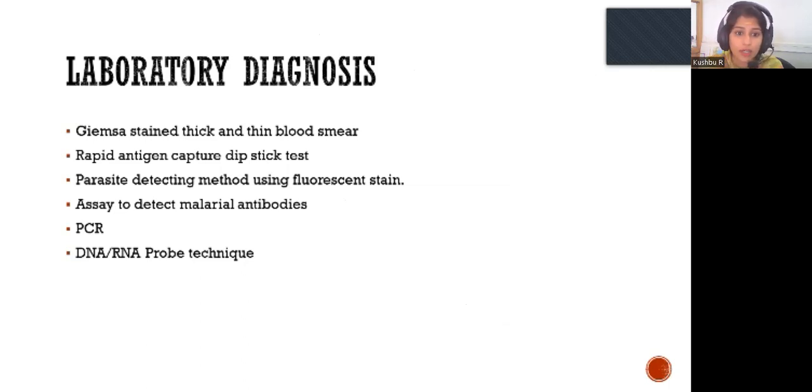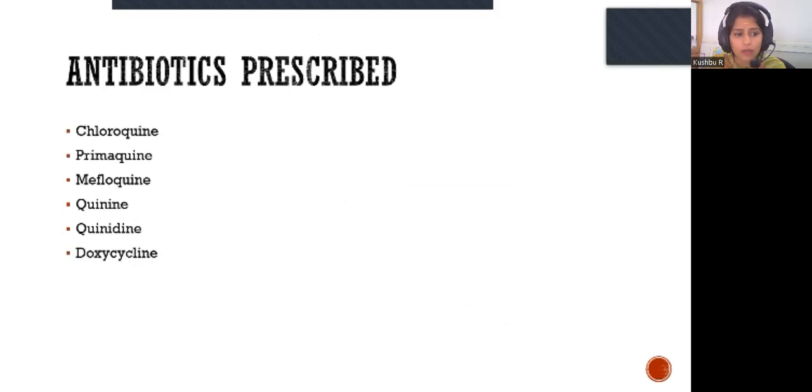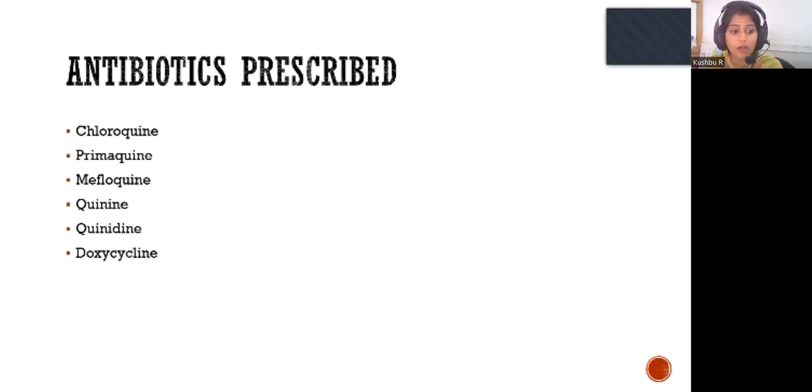There are many laboratory methodologies used to detect the disease, such as Giemsa staining, rapid antigen capture dipstick test, or assay methodologies to enumerate the antibodies produced in response to this disease, or PCR. Chloroquine, primaquine, mefloquine, quinine, quinidine, or doxycycline are the most commonly prescribed medicines.